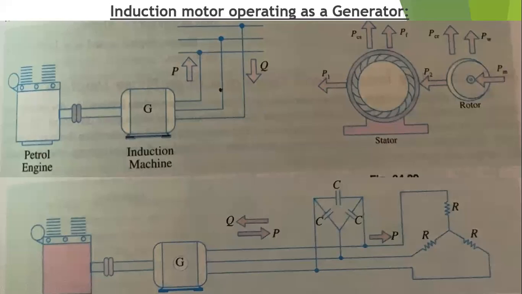So in the figure you are about to see an induction motor which is operating as a generator. If you observe the diagram, here we are taking an ordinary squirrel cage induction motor. This is driven by a petrol engine which is connected to the three-phase line.